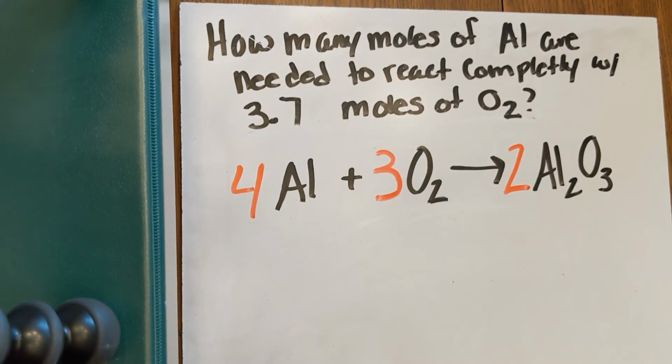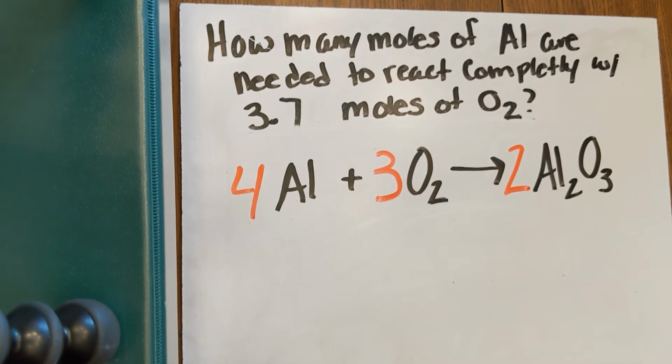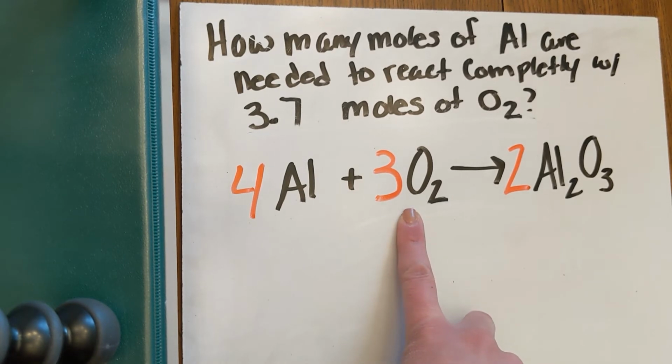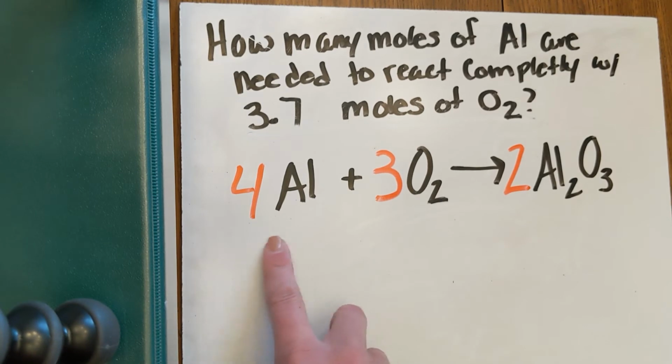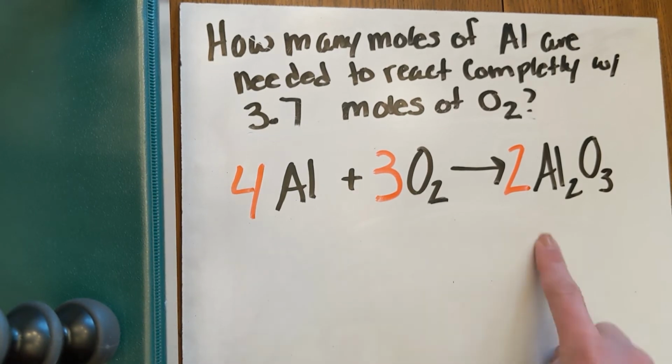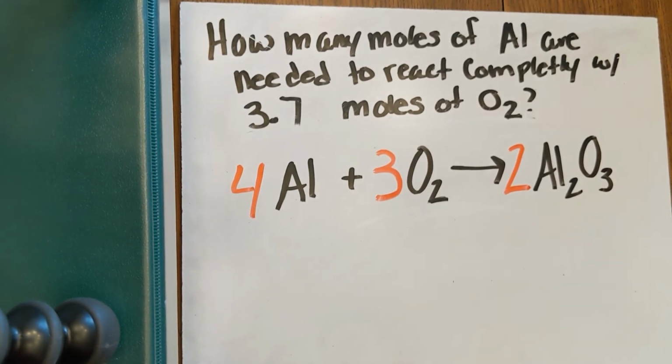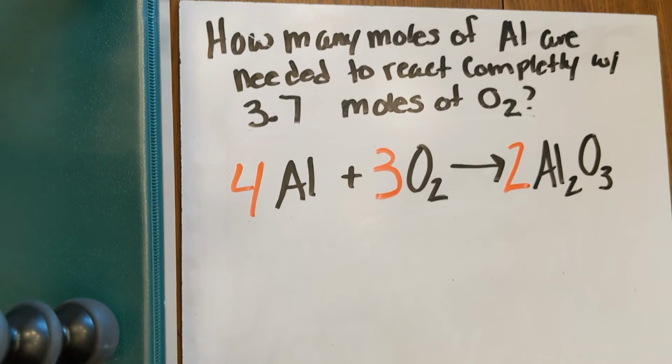You can kind of think about this like a cookie recipe, where aluminum and oxygen are your ingredients. So let's just imagine for a second that you have like 3.7 cups of chocolate chips, and you're wondering how many cups of flour you need to produce that cookie. That's kind of what this equation is saying. In order to solve this problem, we are going to set up a little multiplication problem.